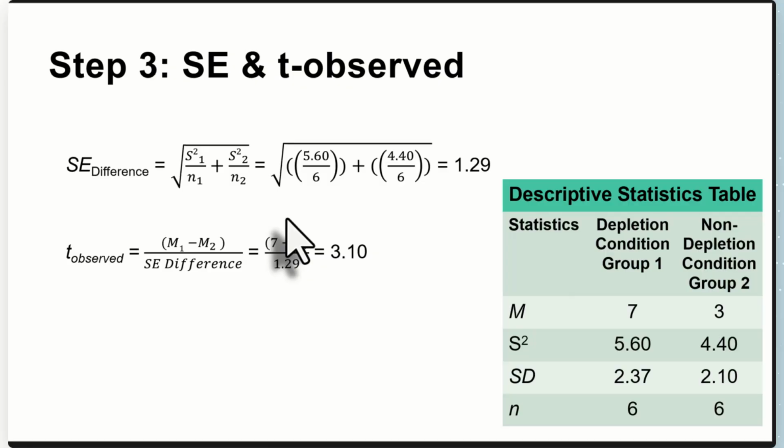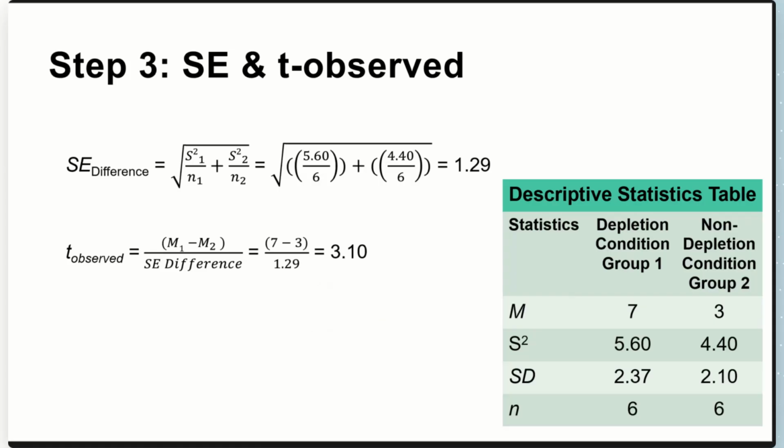So what that looks like in our example is the square root of 5.60 divided by 6 plus 4.40 divided by 6. And this gives us a standard error difference of 1.29. We need this value for the denominator of the t observed. What's in the numerator is the mean difference, the difference between mean 1 and mean 2 divided by the standard error difference. So what that looks like for our example was 7 minus 3 divided by 1.29, and this gives us a t observed of 3.10.